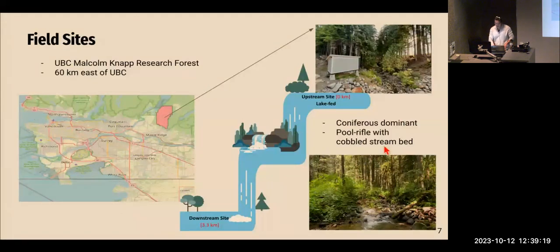So to answer these questions, we instrumented two sites along the same stream in UBC Malcolm Knapp Research Forest, 60 kilometers east of UBC. The upstream site begins at the lake outlet of Blaney Lake. The sensors installed here can capture the carbon characteristics of the water as it leaves the lake and also reflect some control of the lake on these concentrations. And the stream then travels through the coniferous canopy along the cobble stream bed in a pool, riffle, waterfall configuration for 3.3 kilometers. The stream will lose 270 meters of elevation within the forested canyon before arriving at the downstream site that is close to the research forest boundary.